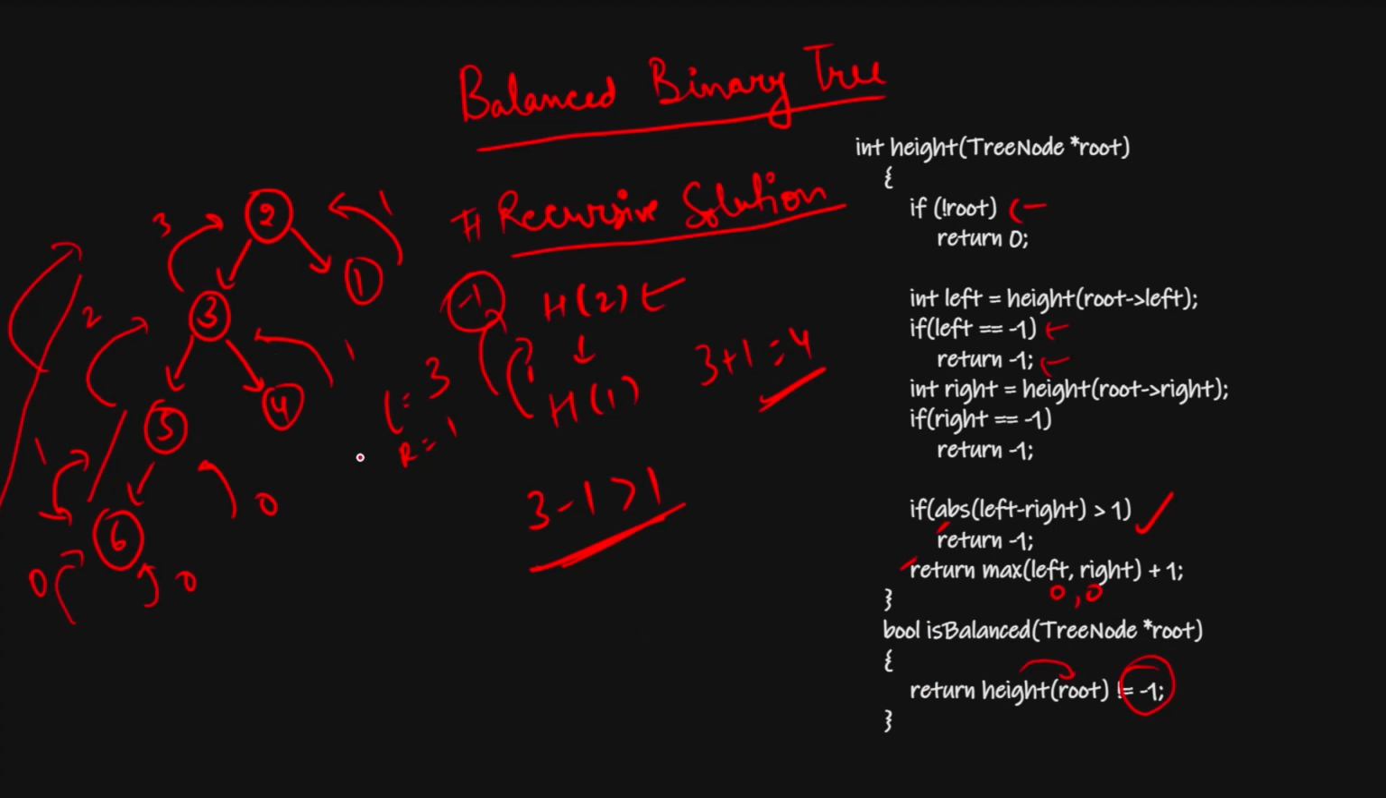So now what will be the time and space complexity? You can see our time complexity is O(n), and the space complexity is O(n) as well, for the function call stack memory. I hope you understand this solution.